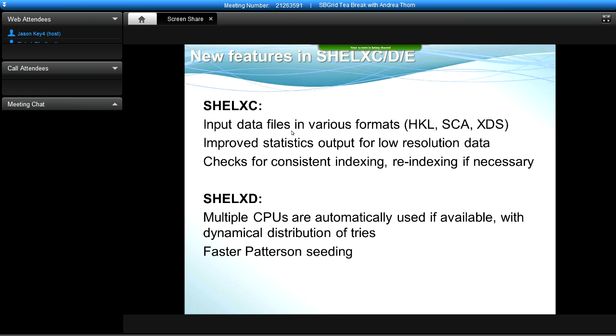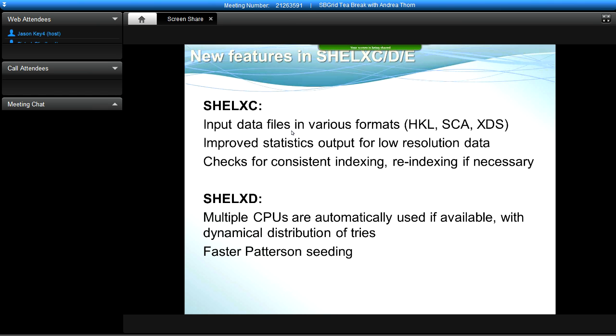You have improved statistics for low resolution data, and there are now also checks for consistent indexing. This, of course, is not necessary in a SAD case where you only have one data set. But if you are doing a MAD experiment where you have a number of data sets and you are in a space group where you can have different origins, you want to check for consistent indexing. In this case, the program will give you a warning and will reindex if necessary.